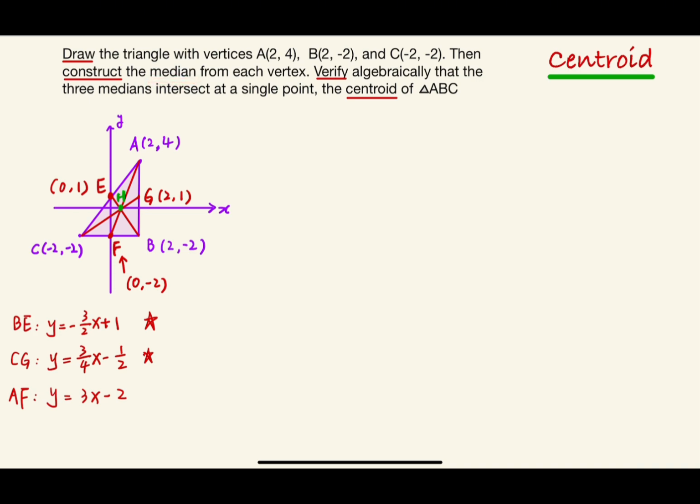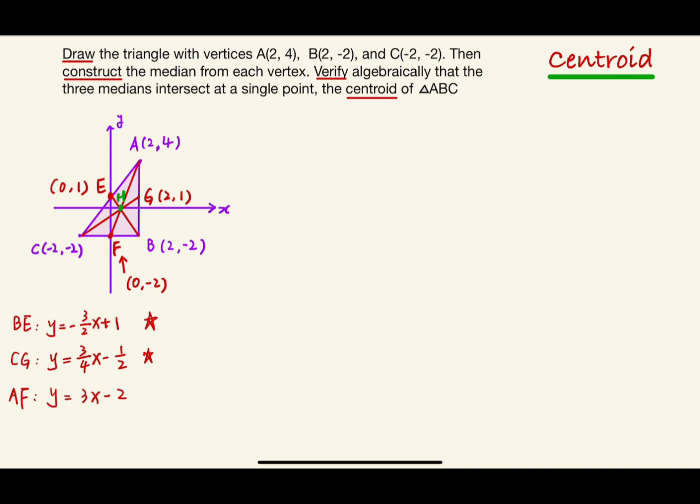After this, we need to verify algebraically this conclusion. We can consider this question like this: if we can figure out this median and this median, their point of intersection H, and if this point H is also on the third median, then we can verify this conclusion. That is to say, the single point should be the point H. Okay, now let's figure out the questions one by one.